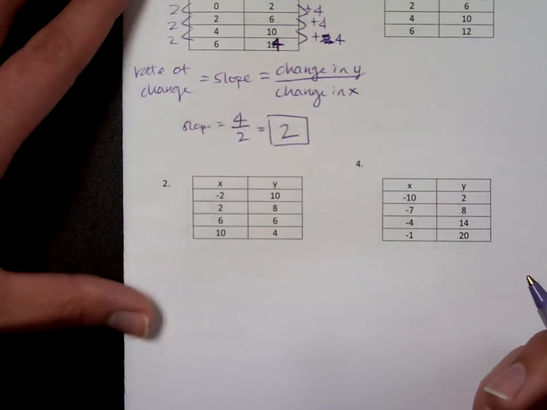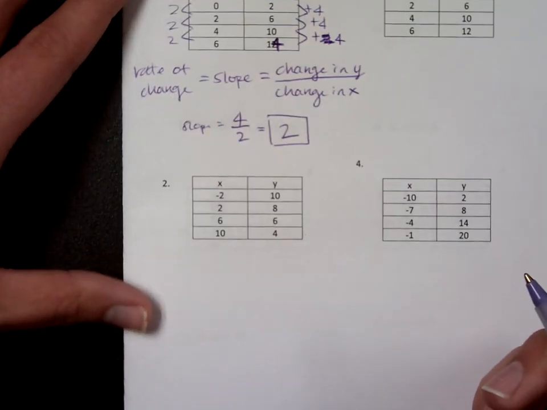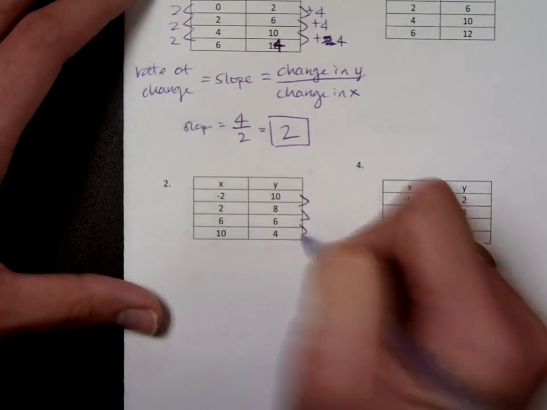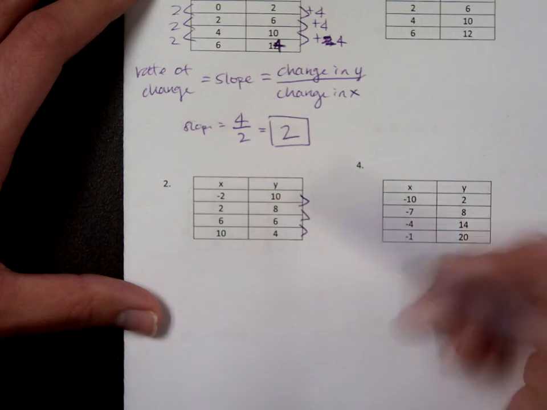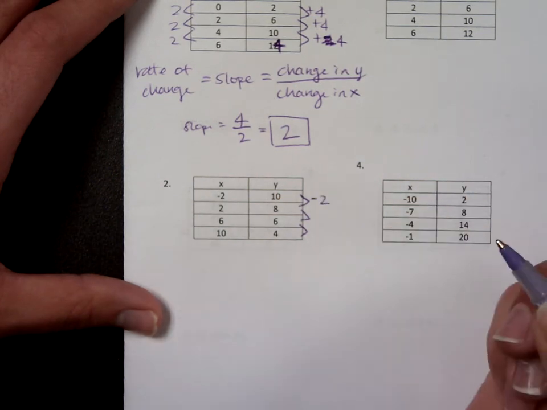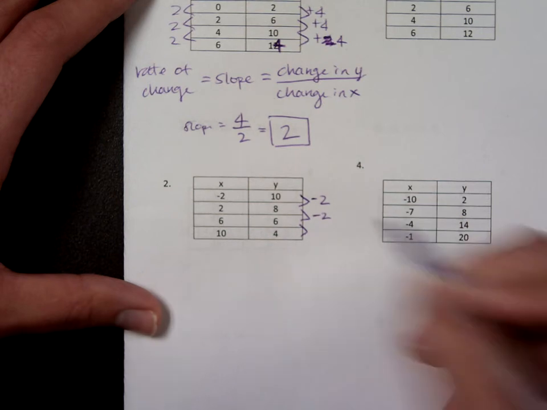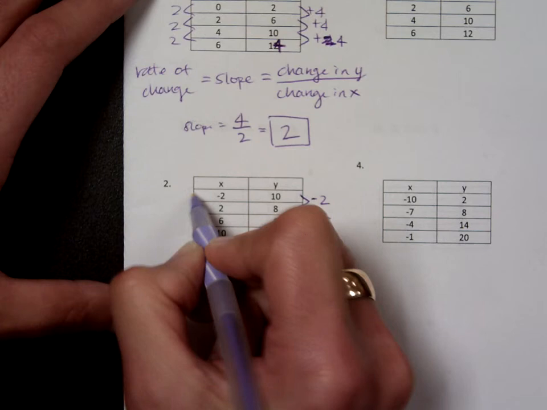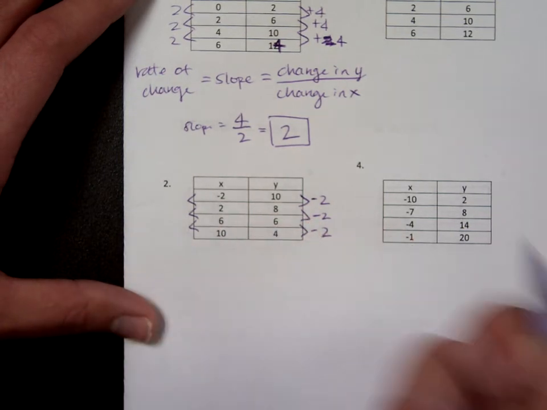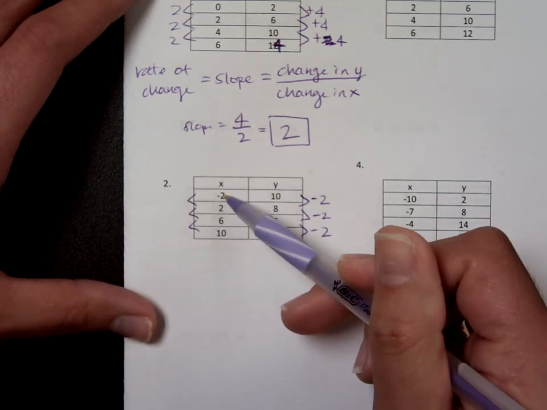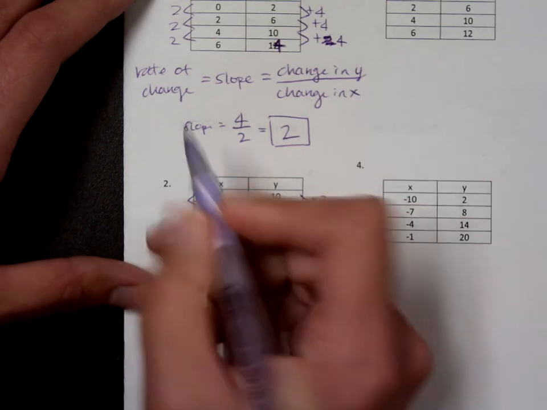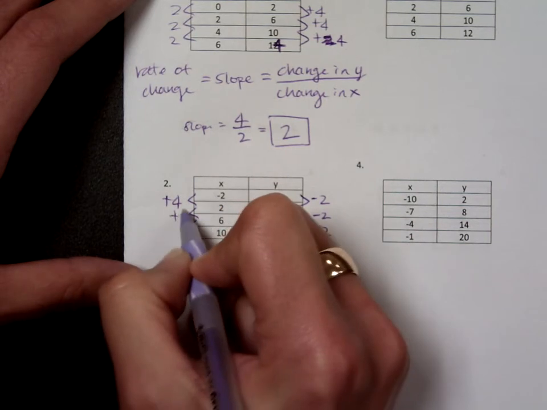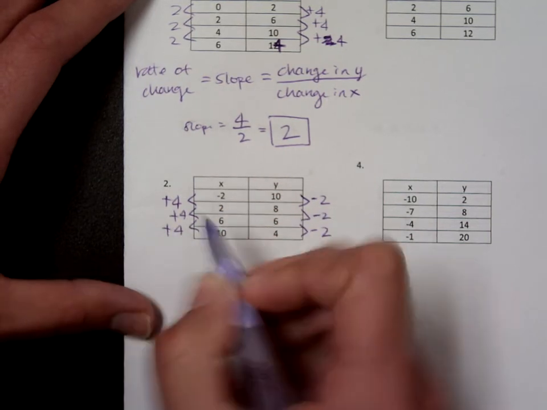Let's look at number 2. So over here I have 10 to 8. That's a change of negative 2. 8 to 6. That's a change of negative 2. And 6 to 4. That's a change of negative 2. Over on this side, I go from negative 2 to positive 2. That goes up 4. Okay, 2 to 6, that goes up 4, and 6 to 10, that goes up 4.